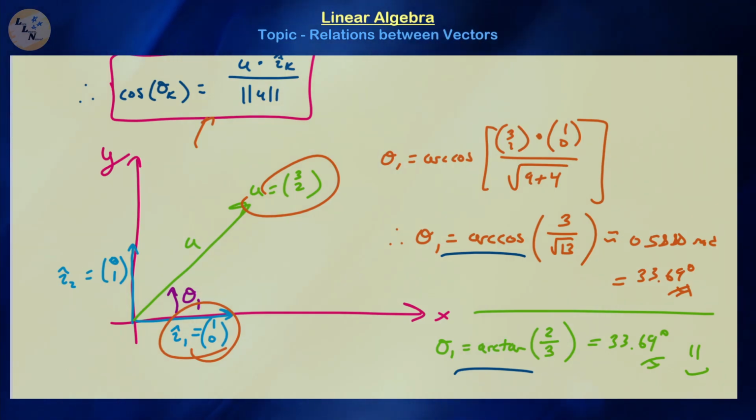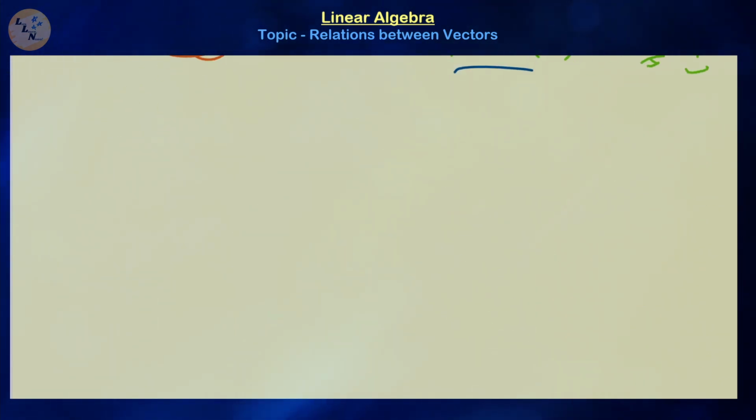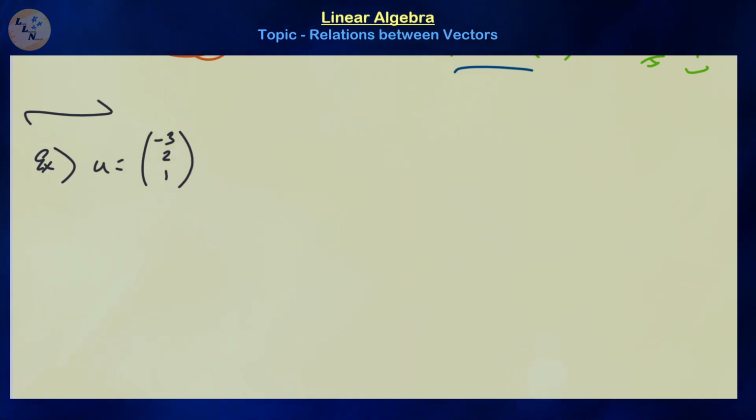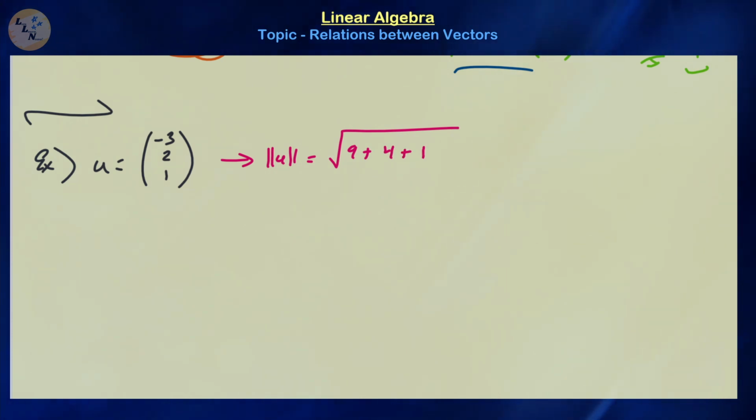Now that we have some general understanding of how we can find the direction of vectors in multiple dimensions, let's shift up to 3 dimensions and see how we can go about defining a vector in terms of its magnitude and directions. All right, so let's consider a vector in 3 dimensions. Let's assume u is equal to (-3, 2, 1). The very first thing you need to do in order to calculate directions in multiple dimensions is calculate the magnitude of this particular vector. So the norm of u is going to be the square root of 9 plus 4 plus 1, which comes out to the square root of 14.